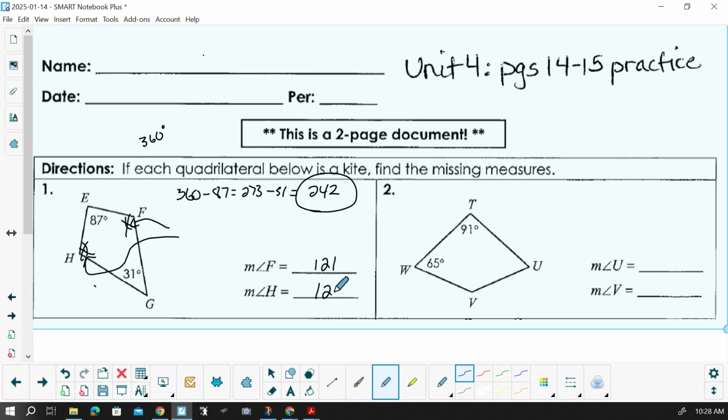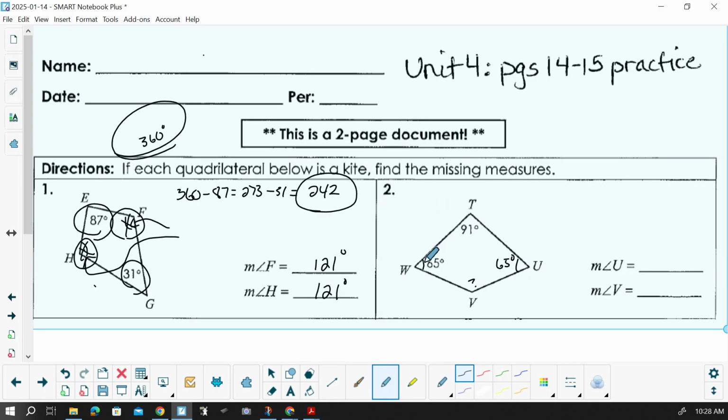121, 121. And just to show you that that's true, all you have to do is take 87 plus 121 plus 31 plus 121. If you add up those four angles, it'll equal 360 degrees. Same thing is true with this one. You can see that kite shape, right? So the 65, this one would also be 65 degrees. The ones that are the same are the ones on those two sides of what you'd think of as a kite. So I only have one defined in this one.